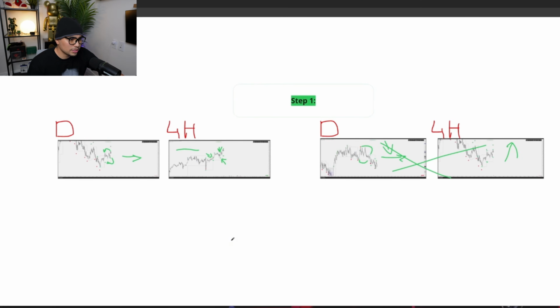What we want to see is what was happening right here. We want the trend to be clear. If the trend is not clear, like right here, then we don't do anything.